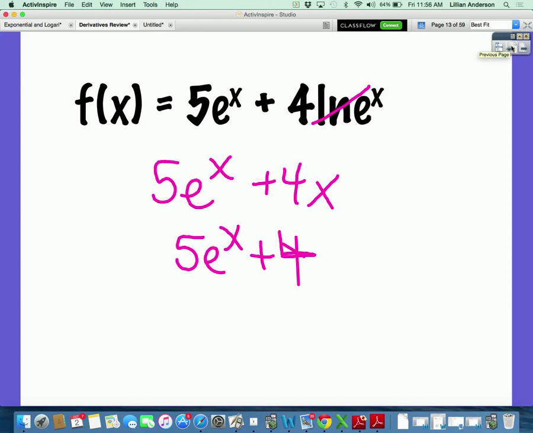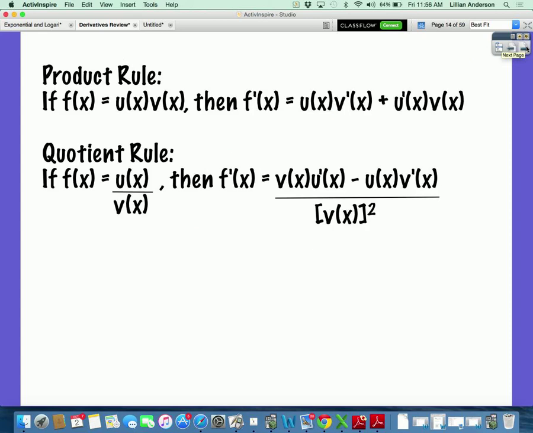You ready? Okay. Here we go. You got 2 rules with derivatives. You have the product rule, and please take your notes with your dominant hand.